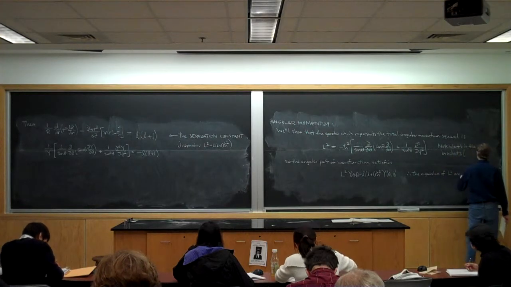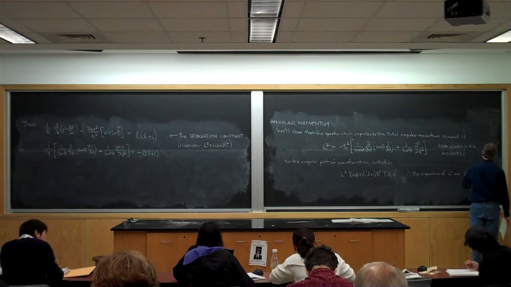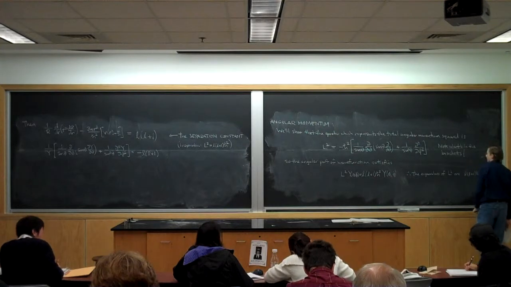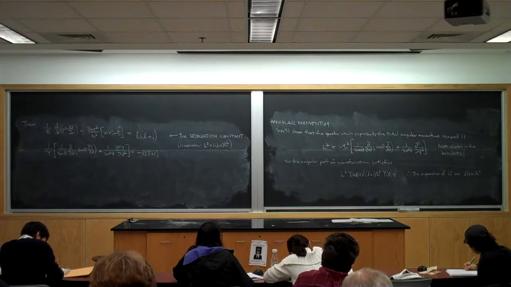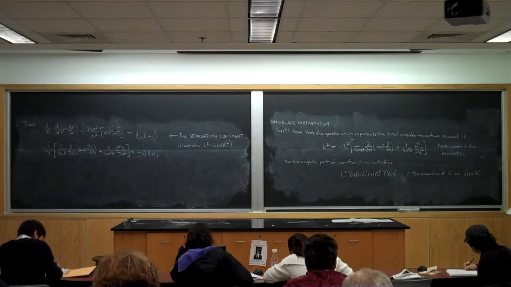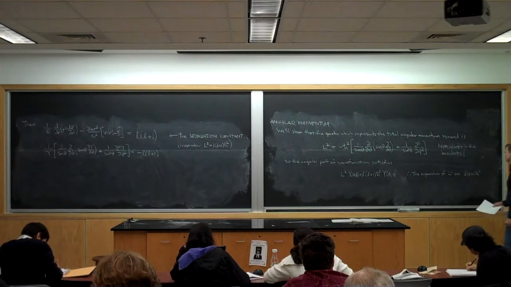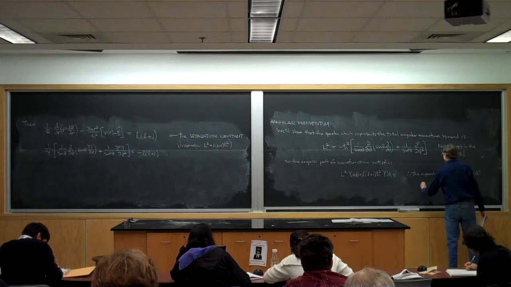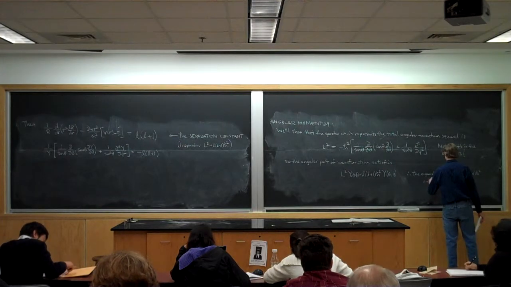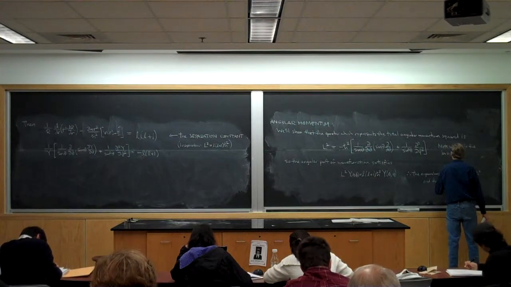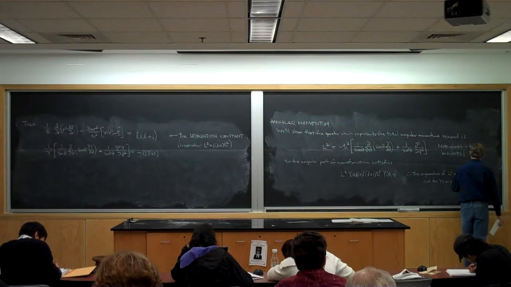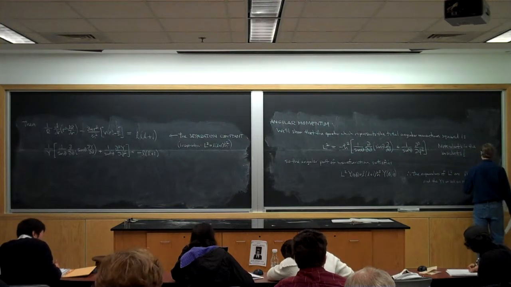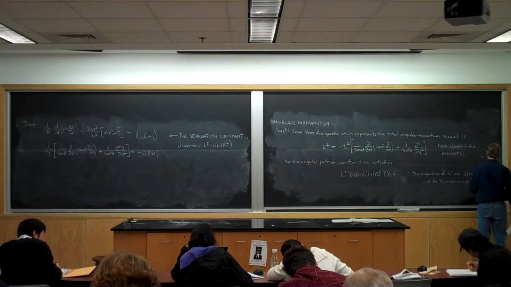The eigenvalues of L squared are of the form l(l+1) h bar squared. We don't know what the l's are yet. We'll later find they're integers, but we're not there yet. They're of the form l(l+1) h bar squared. And the Y's we seek are eigenfunctions of L squared.